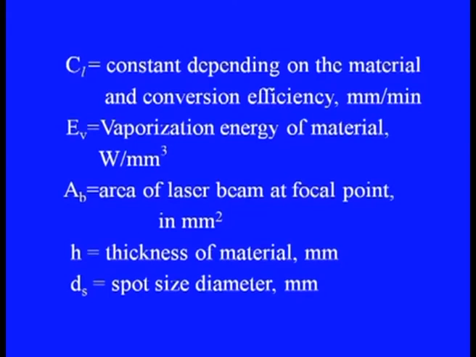C L is the constant depending on the work material and conversion efficiency, expressed in millimeter per minute. E V is the vaporization energy of the material, expressed in watt per millimeter cube. Then A B is the area of the laser beam at the focal point, expressed in millimeter square. H is the thickness of the material in millimeter, and d s is the spot size diameter, expressed in millimeter.